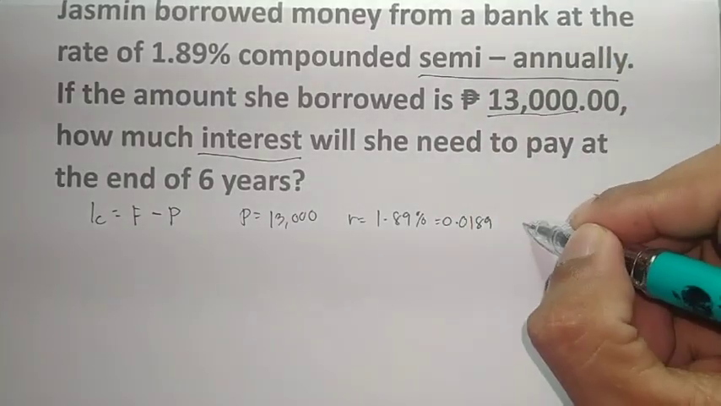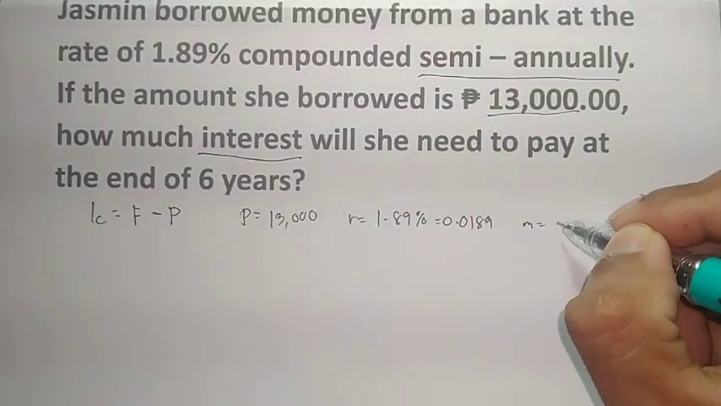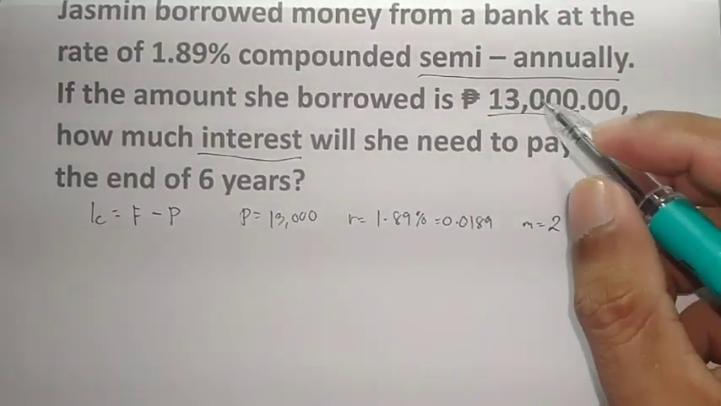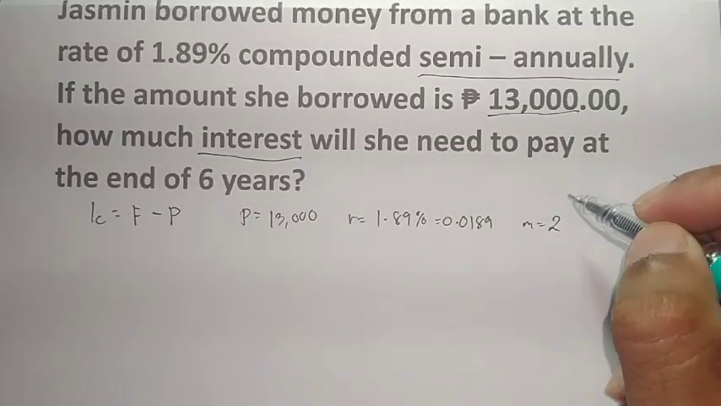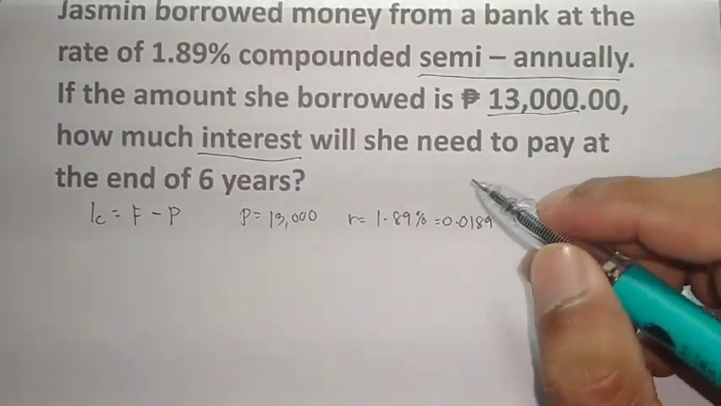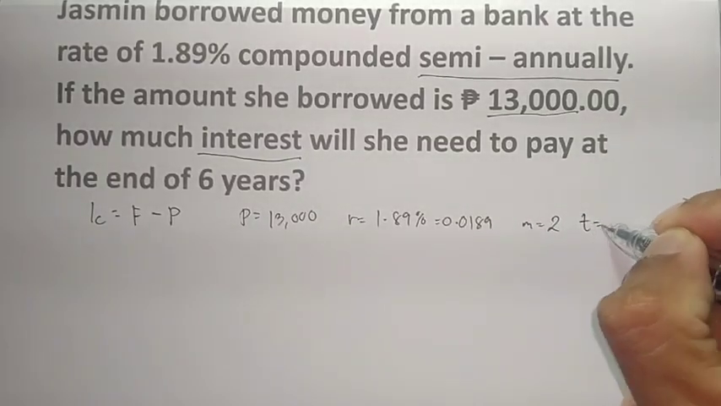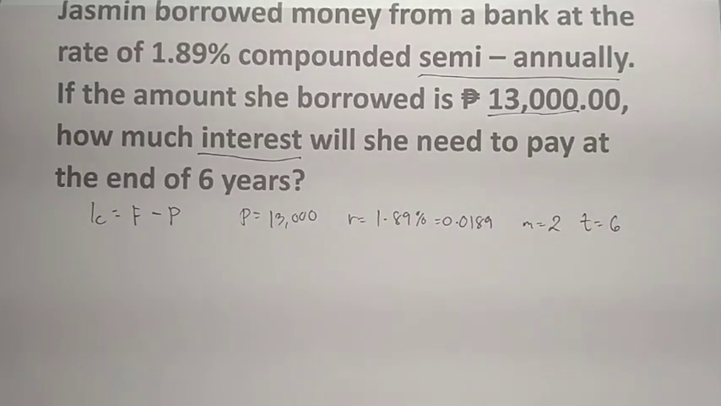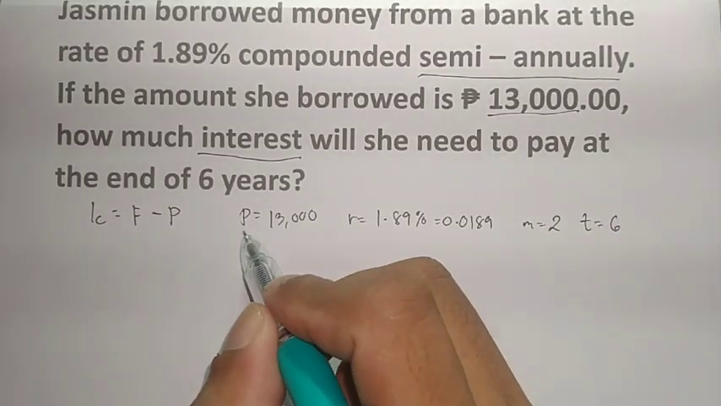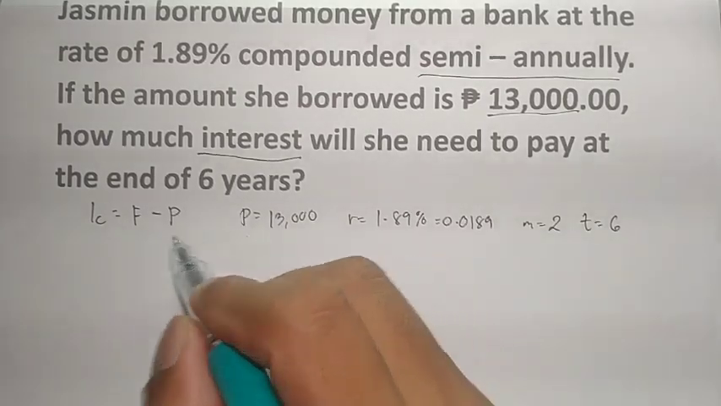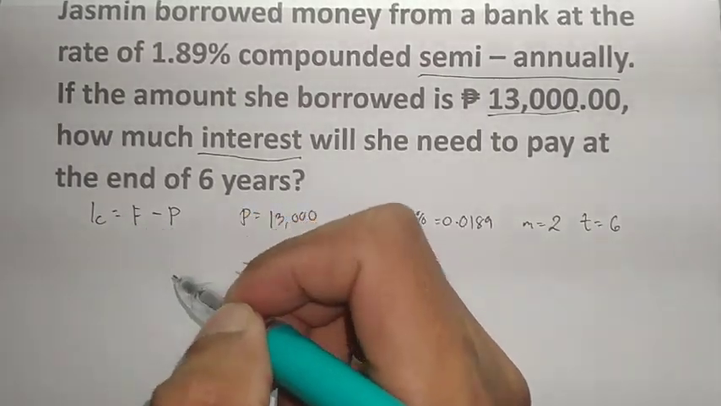And our compounding period is semi-annually. That means our M is equal to 2. The time is she needs to pay at the end of 6 years. That means our T is 6. Okay, so we already have the P. To find the interest, we need the future value.